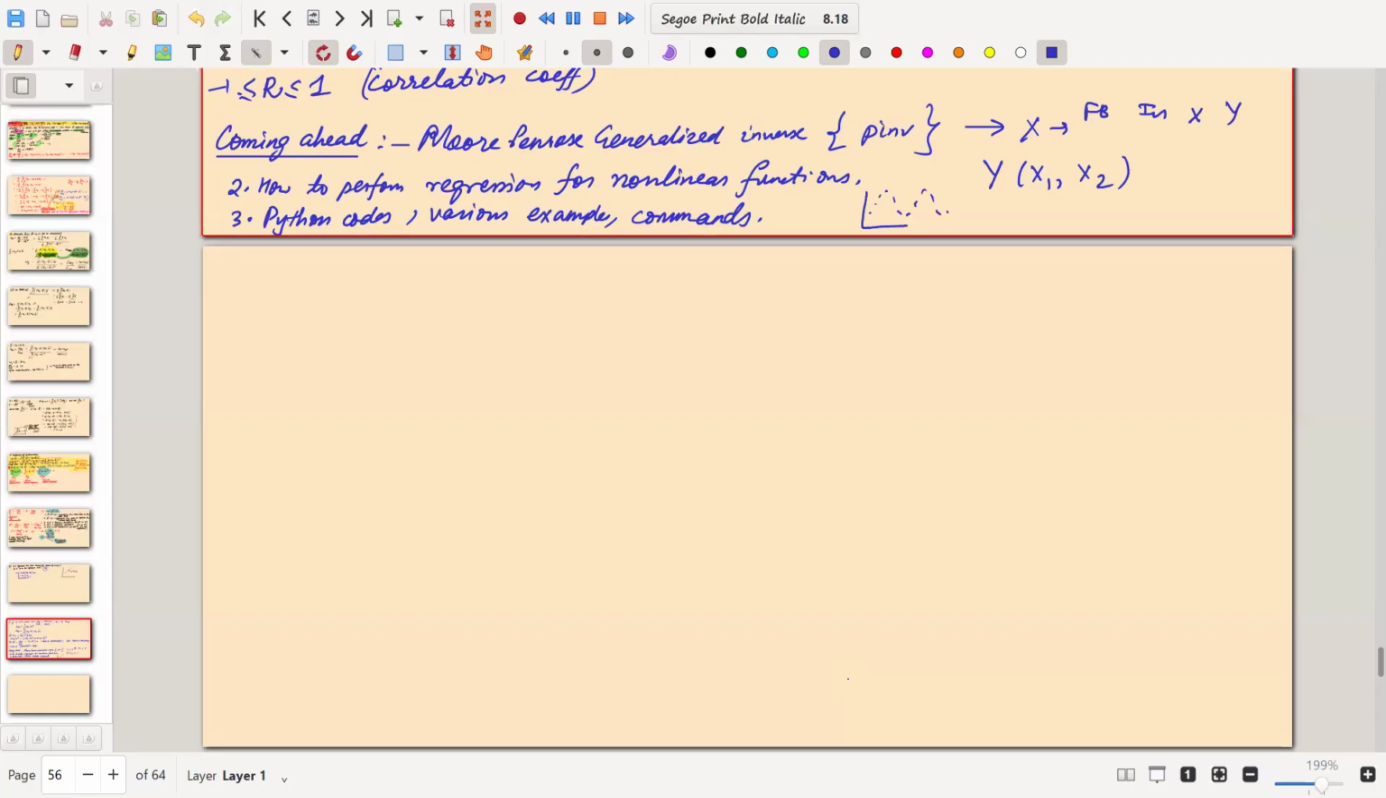Yeah. So this is what is remaining for regression. This is what is remaining for regression. So I think we can complete that in tomorrow's class. Okay. Fine. Stop.